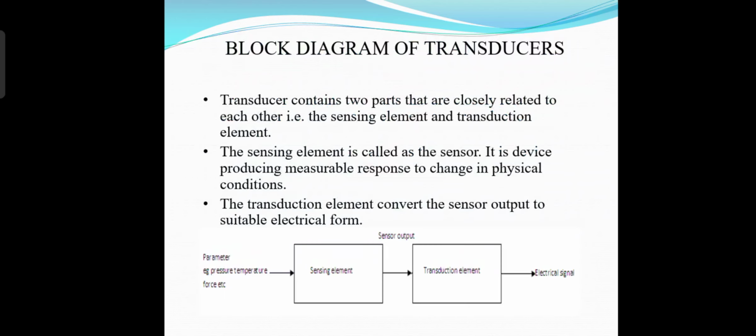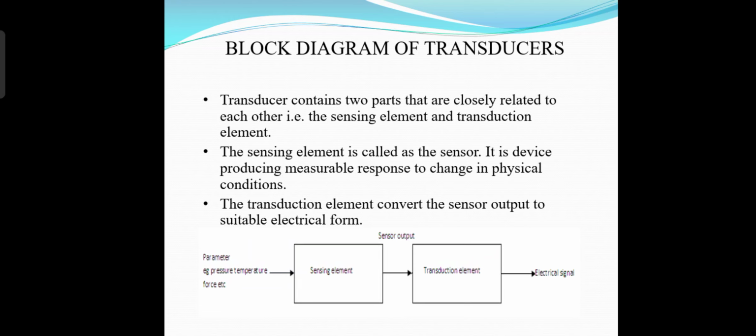This is the general block diagram of the transducer. The transducer generally consists of two parts: the sensing element and the transduction element. The sensing element is also known as the sensor. It is a device that produces a measurable response to a change in physical condition, whereas the transduction element is used to convert the sensor output to a suitable electrical form.